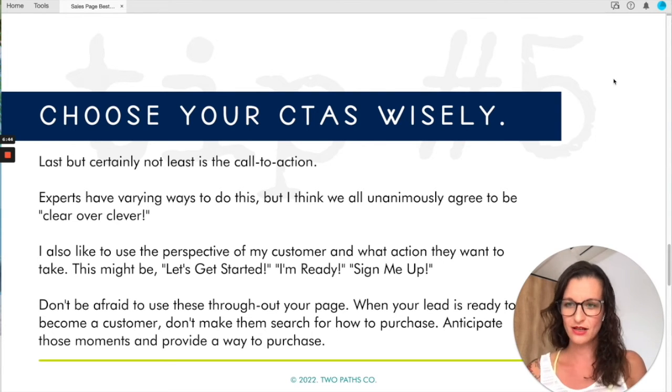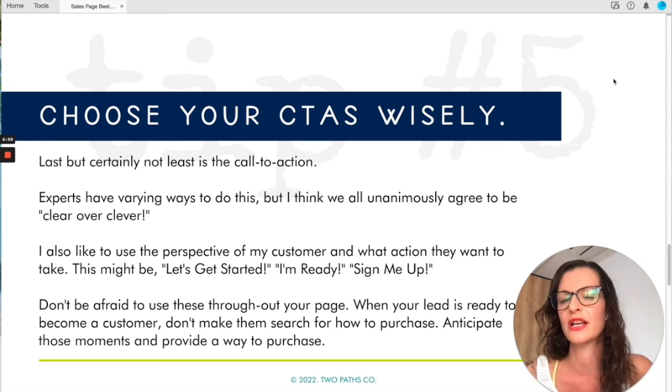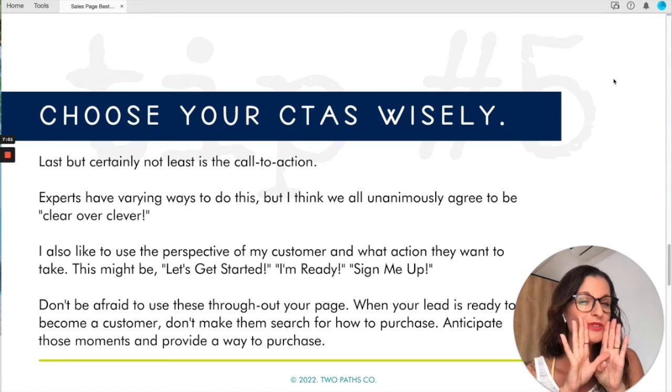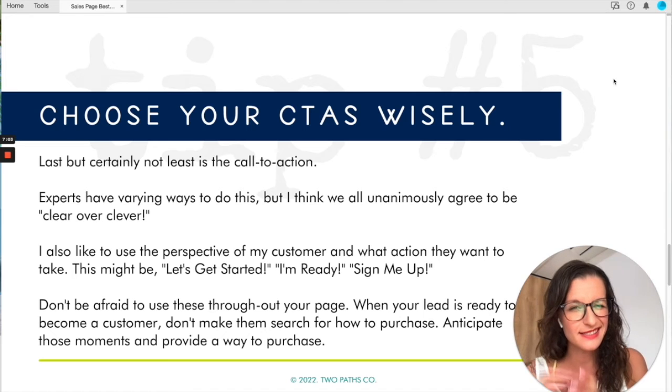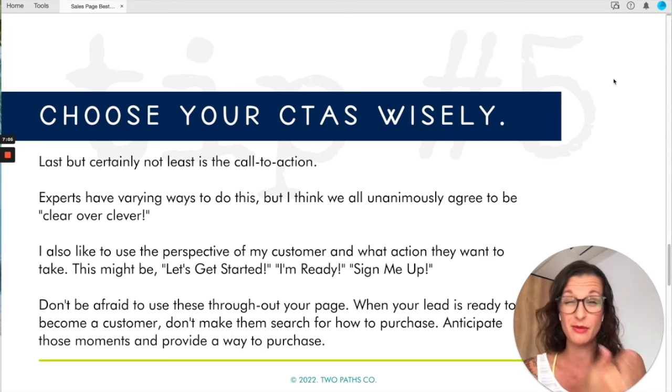A CTA is a call to action. And different experts are going to have different ways to do this. They're going to give you different reasons why. So this is one of the ones where I'm telling you, just to hear what we're all saying, find the one that feels good for your business in your gut, and then do that. Hopefully you can also test different things, but that might be a little bit advanced depending on where you are and what software you're using. But unanimously, we all agree, clear over clever.